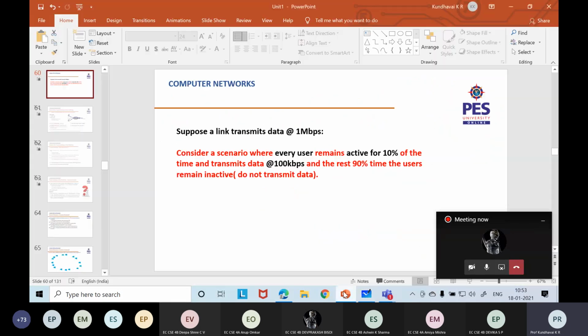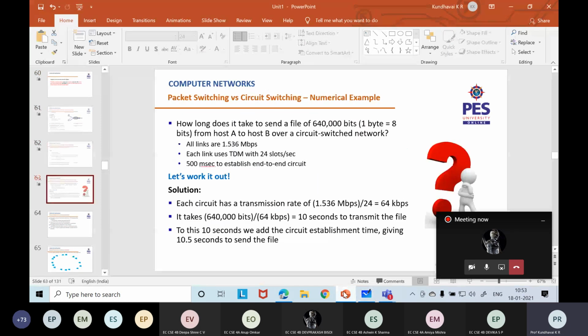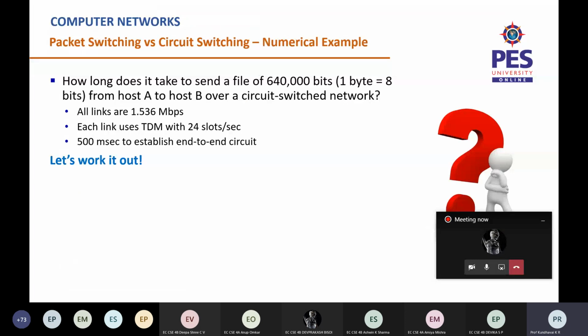I'll just finish off this also and come back to the question. Hope you can see this. Packet switching versus circuit switching, numerical example. How long does it take to send a file of? Just take some 2-3 minutes to figure out this. If you don't get the answer, don't worry. I will anyhow tell you.